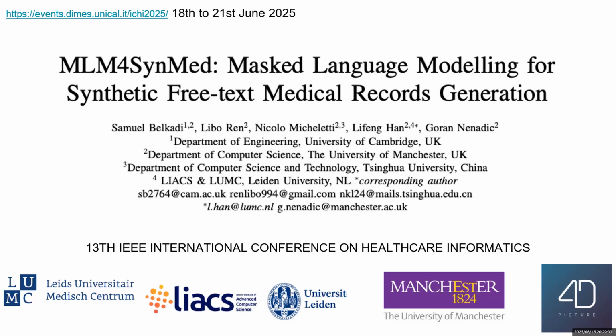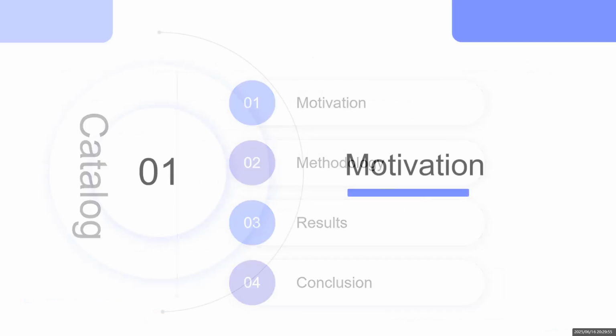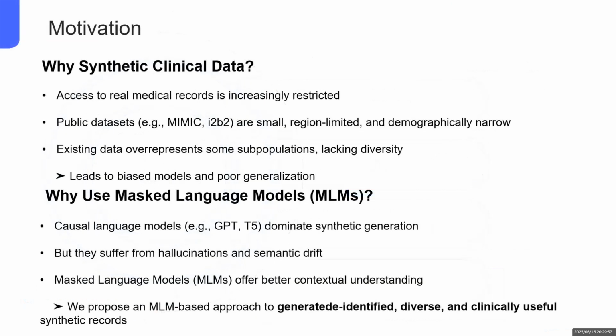This research sits at the intersection of privacy protection and language modeling, with the goal of generating de-identified medical records to expand training datasets and help address issues like data imbalance in the clinical domain. The talk will be organized into four main parts: motivation, methodology, results, and conclusion. So let's begin with the first part, motivation.